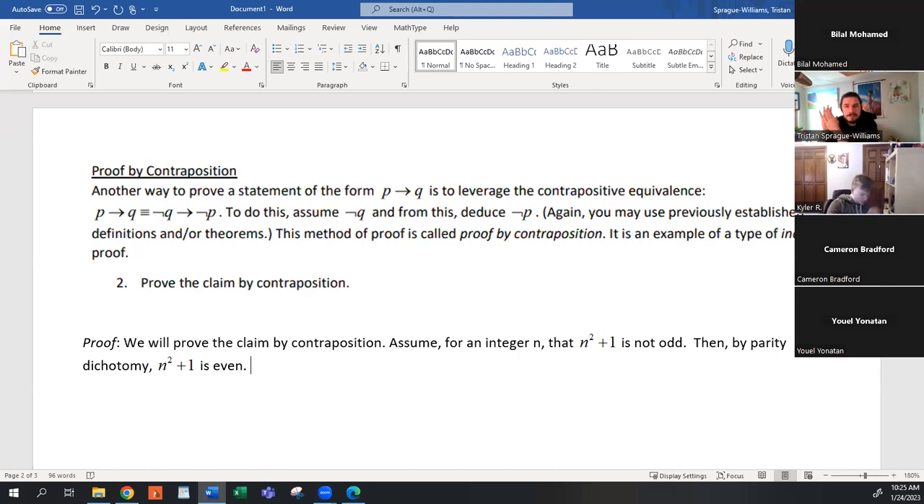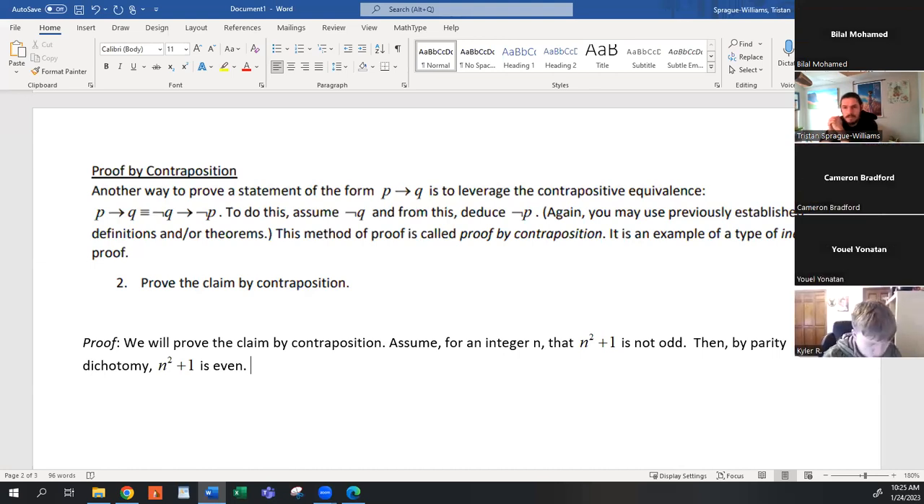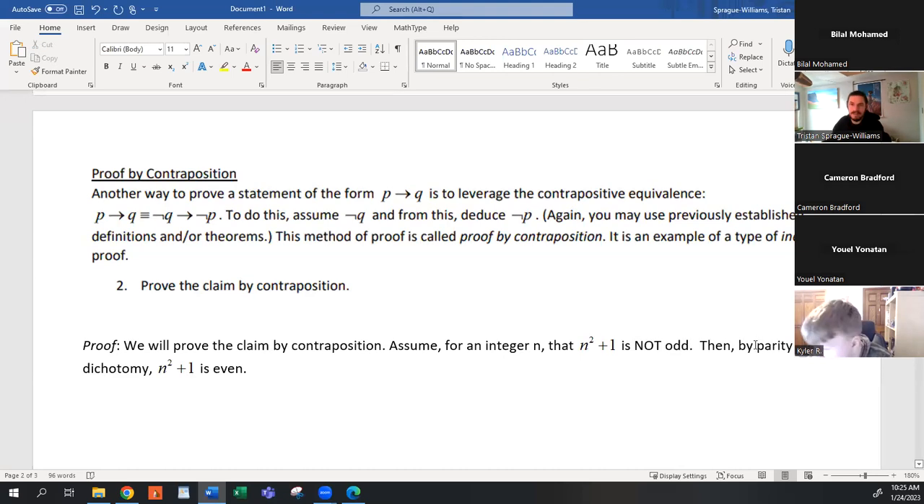Bilal? So for proof by contraposition, the first step we do is we assume the negation of the conclusion, right? We don't assume the negation of the hypothesis, right? Yeah, that's what I mean, the negation of the conclusion. Correct. Yes. Okay. Good call.